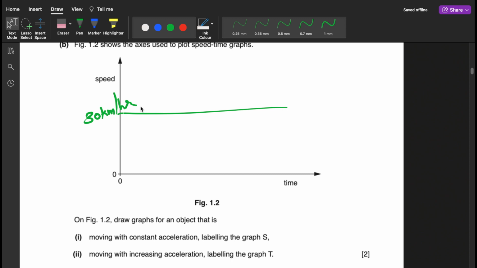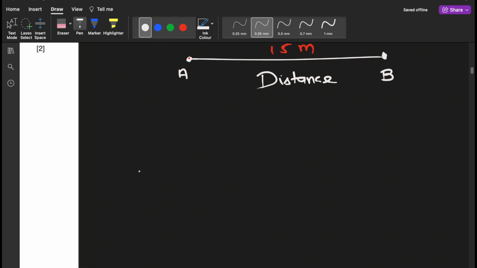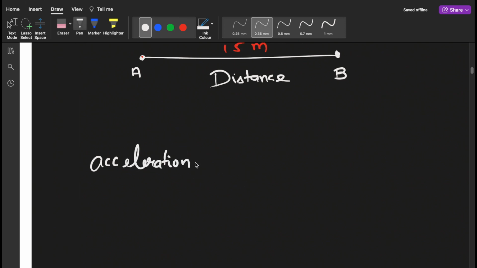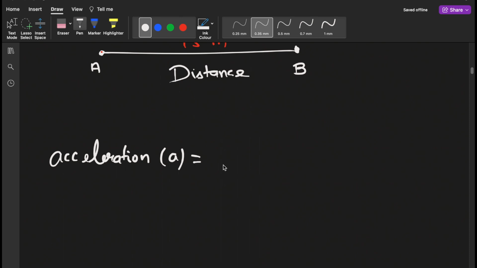What is the acceleration for this graph? No acceleration. Acceleration is zero. What is acceleration? How do we define acceleration, by the way? I know that when it is accelerated, there is a change in the velocity. Okay, change in the velocity.